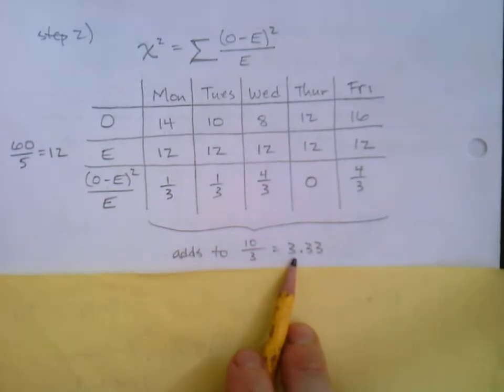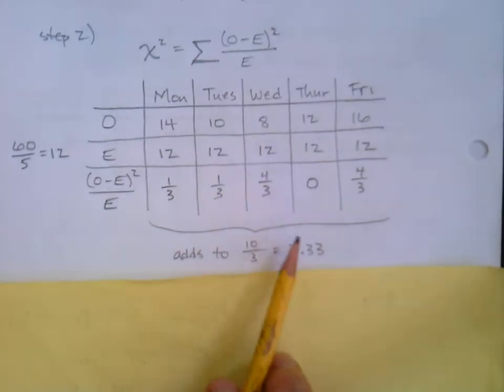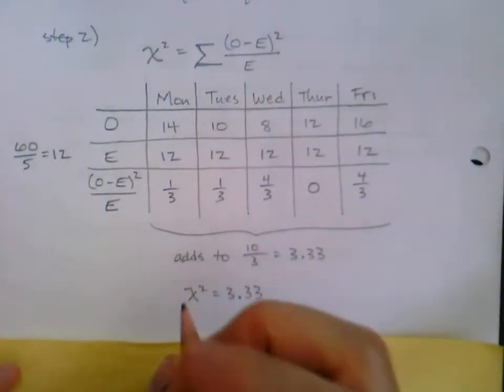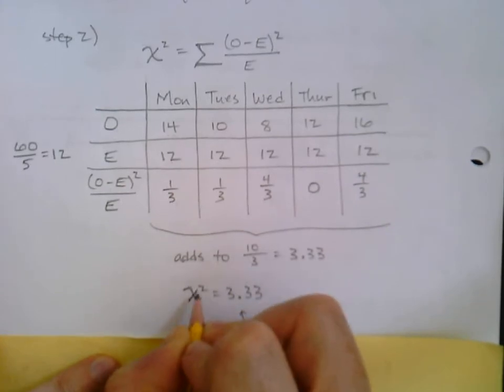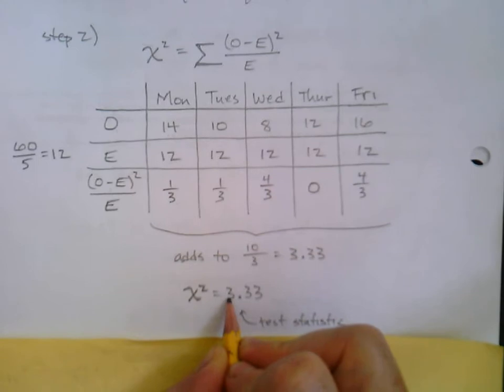3.33. However you do it, decimals, fractions, 3.33. Okay, that right there, that's our test statistic. Chi-square equals 3.33.